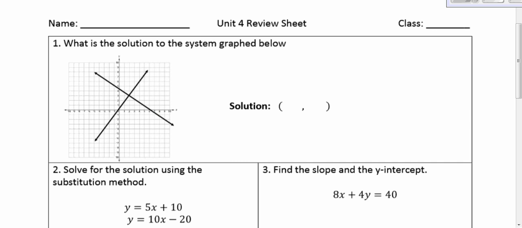Remember, a solution is right where the lines intersect, and that is (2, 3), right there.